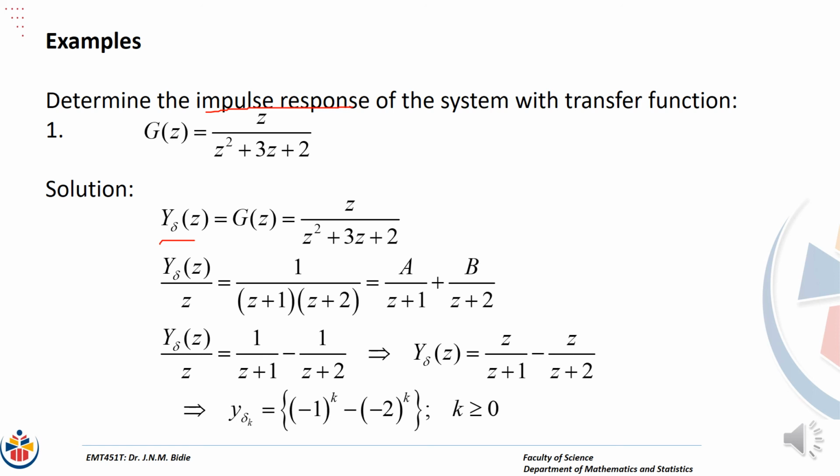We use the same format of finding the inverse of a given z transform, partial fractions, multiplied throughout by that z which we had taken to the left, and we end up with Y delta(z) in that format, and the inverse of Y delta(z) then is the impulse response. Please note the only difference is the notation.